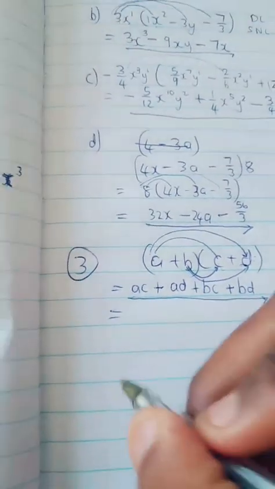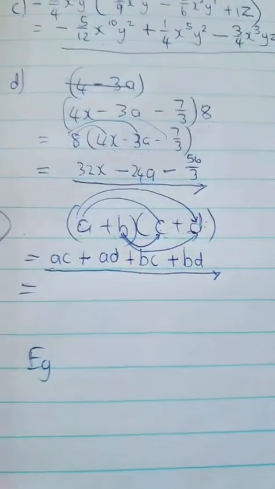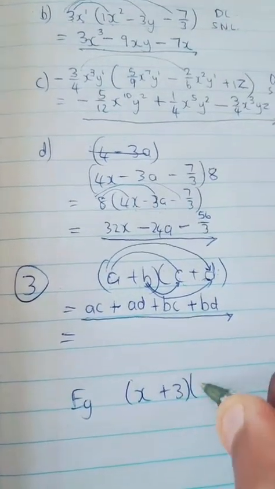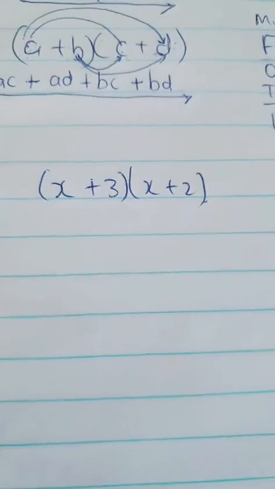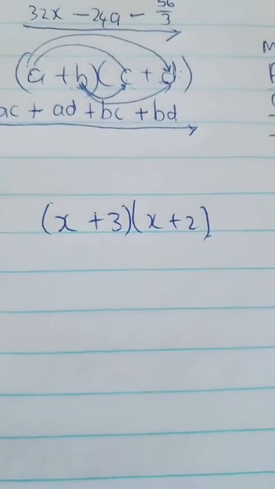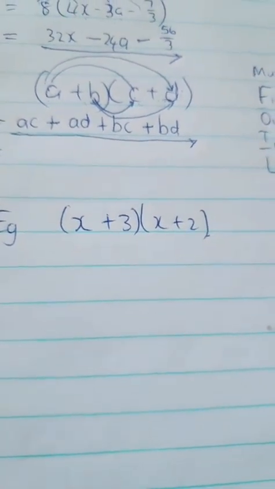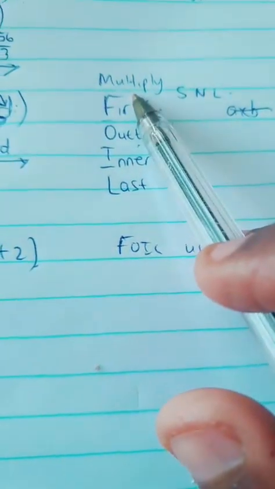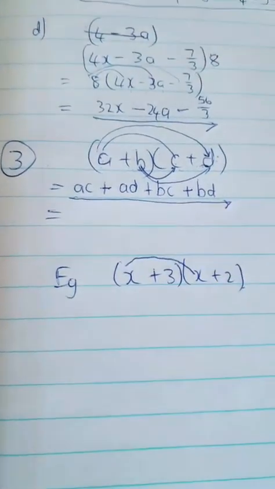Okay, so we are going to look at an actual example because this one was just a general example. Okay, so let's look at an actual example. Let's say we had x plus 3 into x plus 2. So let's look at this. So hopefully you guys see now that we are going to apply FOIL, meaning the distributive law, using S and L. FOIL means multiply the first terms first. So first terms first, meaning x times the x.